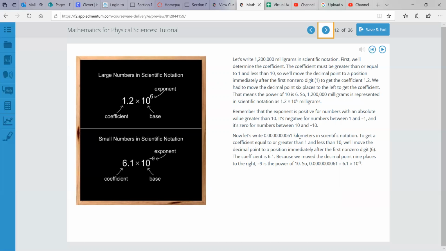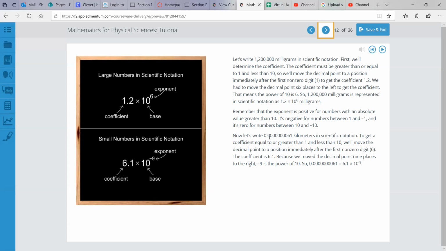And this gives you examples. So 1,200,000. How many numbers are after this first digit? 6 numbers altogether. This decimal moves 6 times. So we have 1.2 times 10 to the 6th milligrams. Okay?